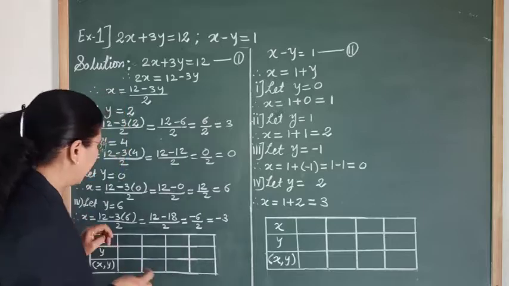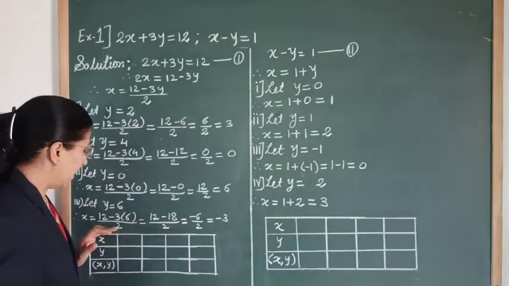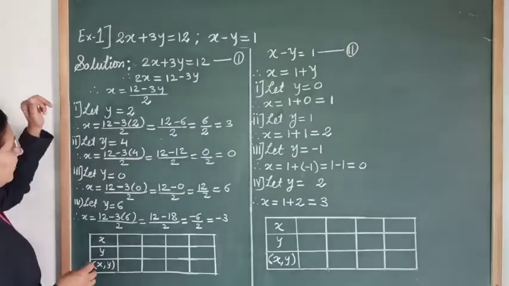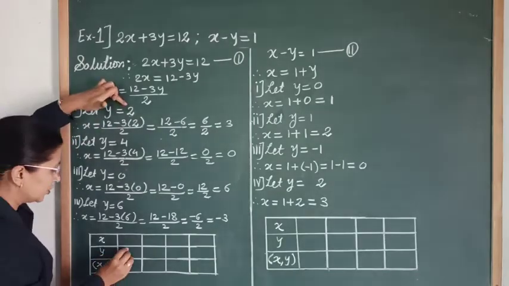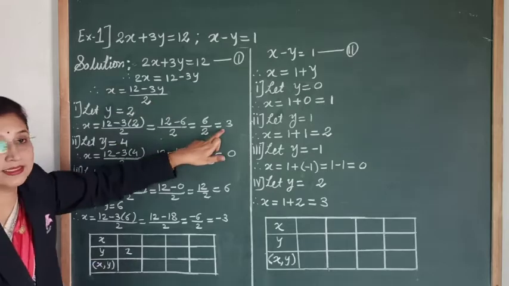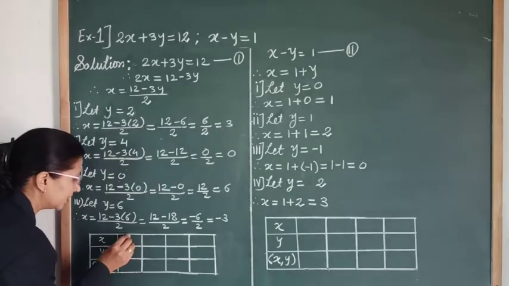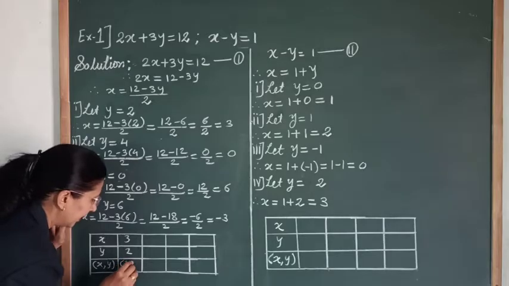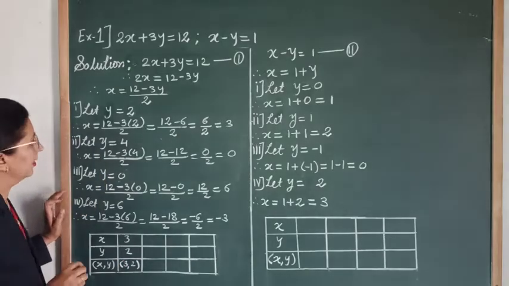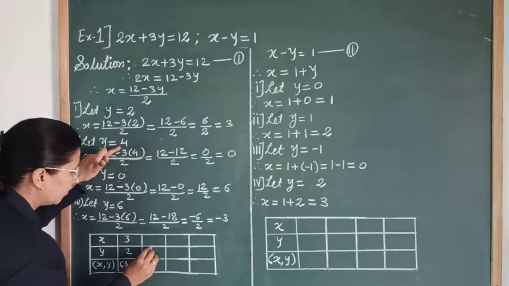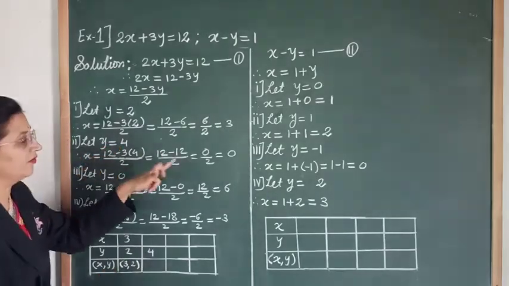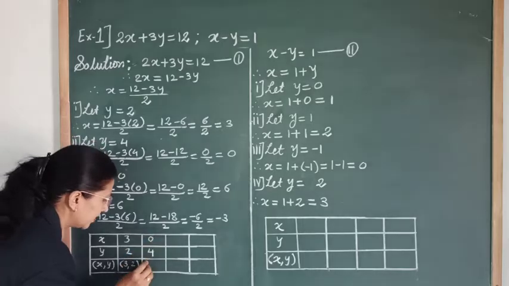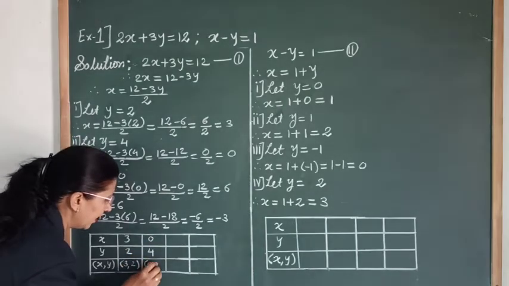Okay, then let's make the table here, and write down the values of x and y. So here, when we took y as 2, we got x as 3. Okay, let's write down 3 and 2. Now second one, when we took y as 4, we got x as 0. Okay, so let's write down 0 and 4.